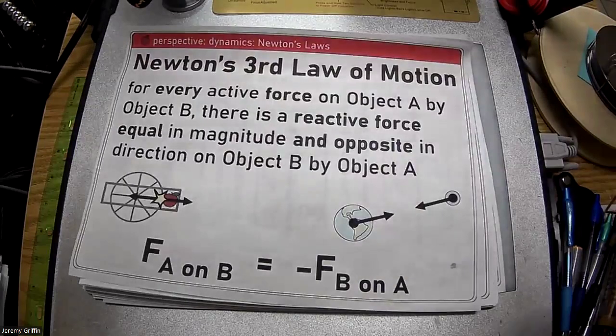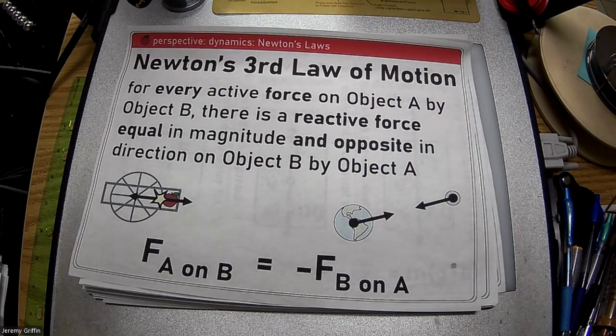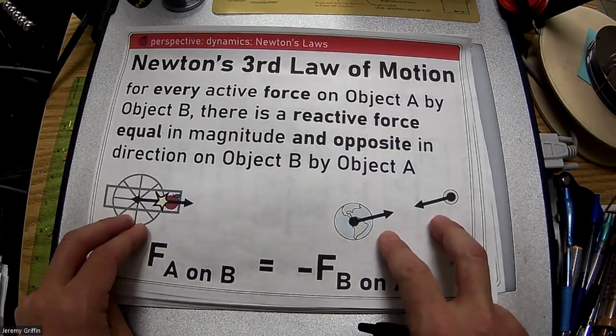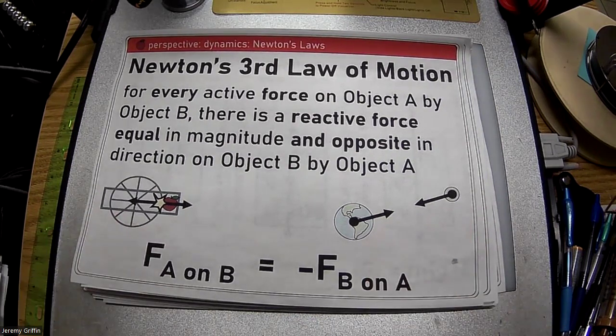There you go. Every action has an equal and opposite reaction. So if two objects are pushing or pulling on each other, here's a push, here's a pull. It's just equal force on each object in opposite directions. You know you're going to get this out of this.